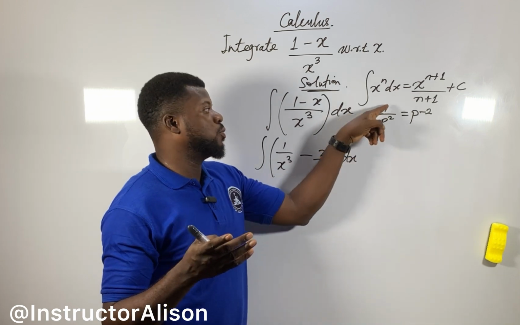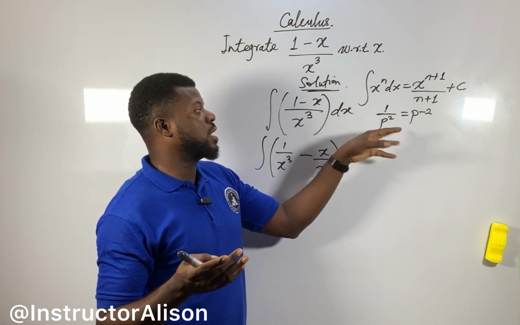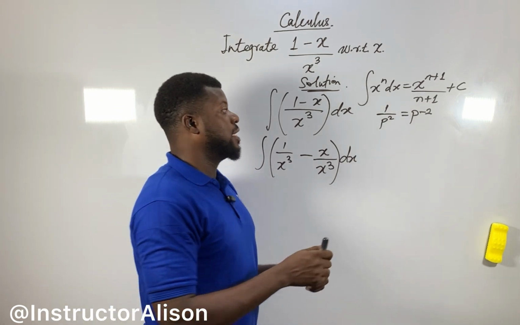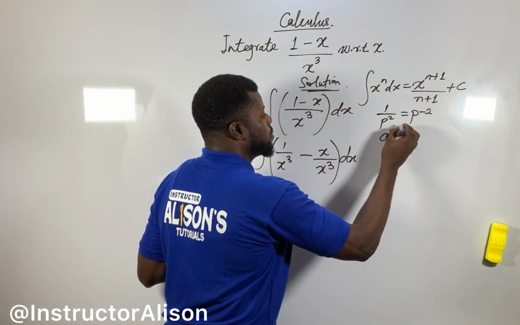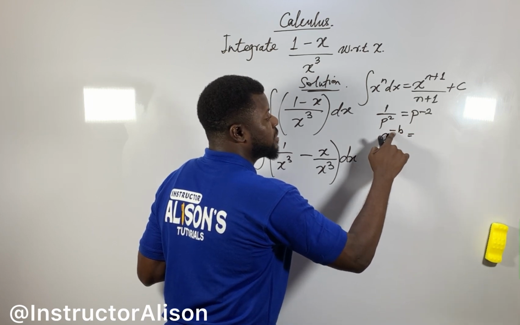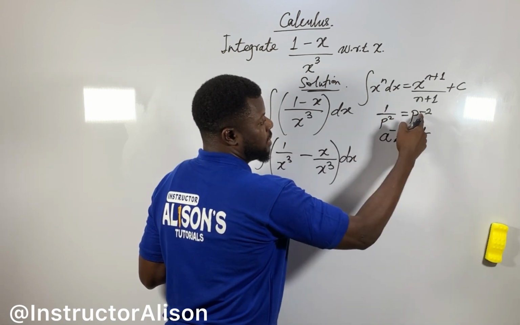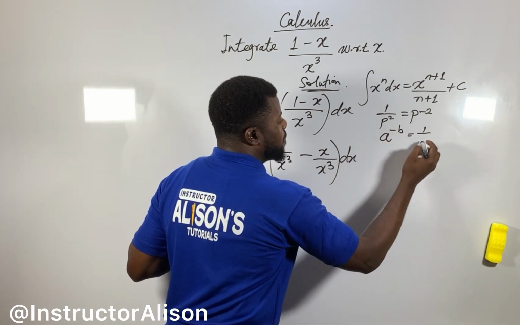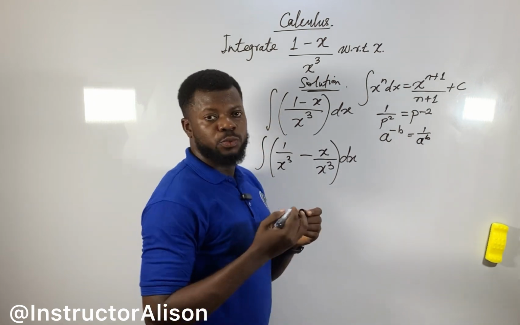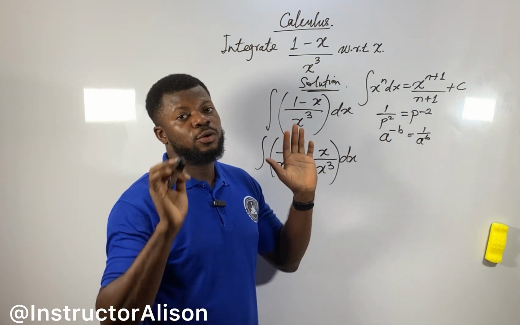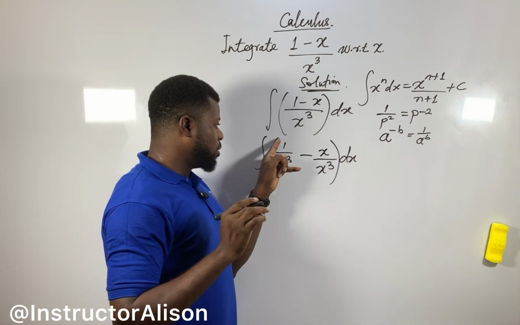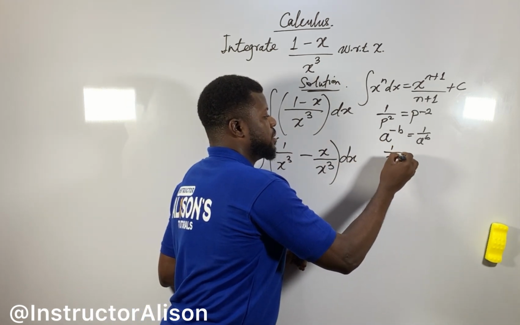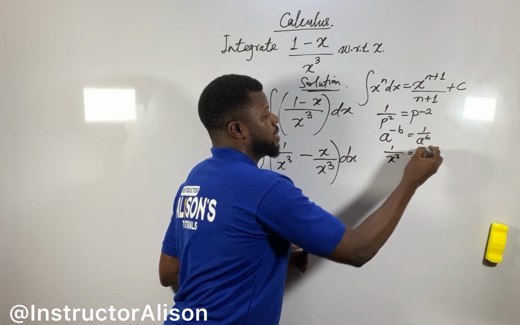What does it mean? The 1 over changes to this negative sign. Where does this come from? That particular law of indices is called the negative index. If you have a to the power of minus b, the negative sign changes to 1 over a raised to the power of b. So when you see 1 over x to the power of 3, it is x to the power of minus 3.